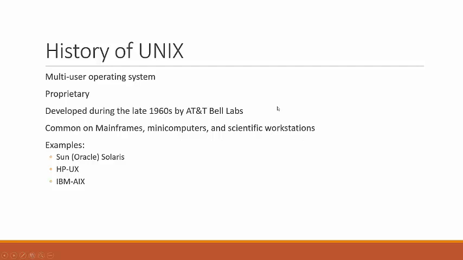What's a proprietary Unix, you might ask? Really, unless you're working in IT, you probably won't see them. They're things like Sun Solaris, now owned by Oracle, HPUX, IBM AIX, very high-end operating systems for scientific graphics workstations.